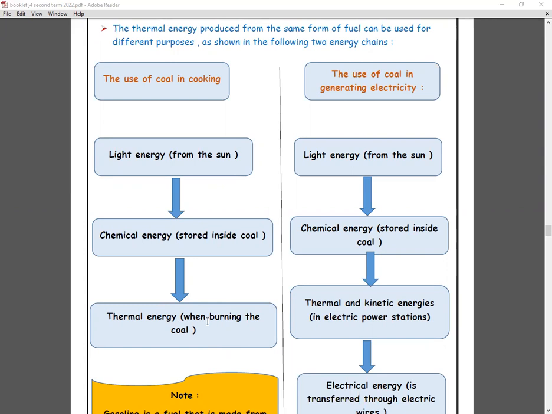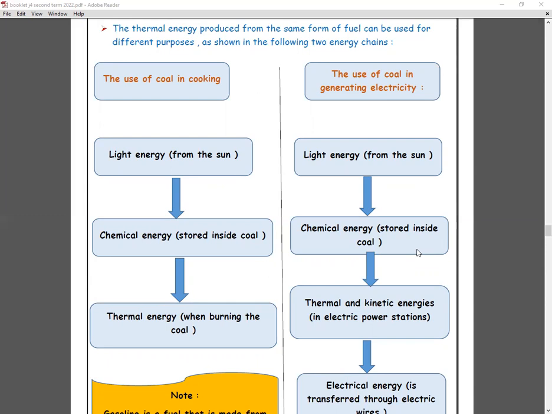On the other hand, we will describe the energy chain that is responsible for generating electricity. Number one, we also need light energy to make the green plants prepare their own food by themselves. After that, these green plants die. Then we bury them inside the soil. Then green plants are converted into coal with the same chemical energy, which is stored inside the green plants. Also, it will be stored inside the coal.